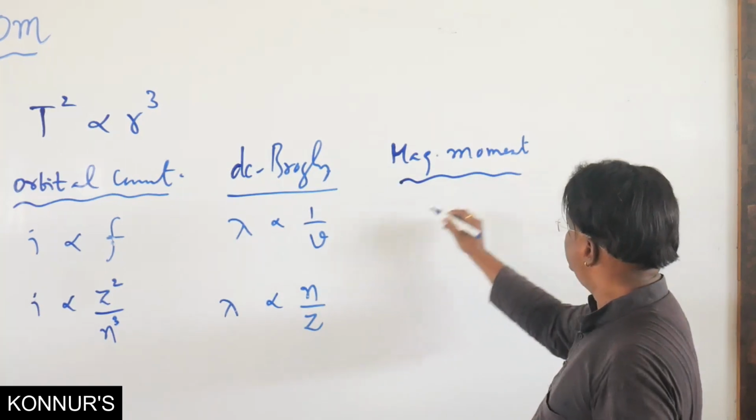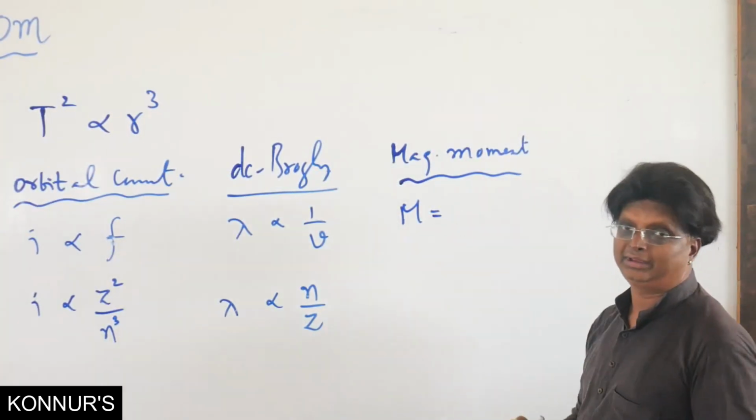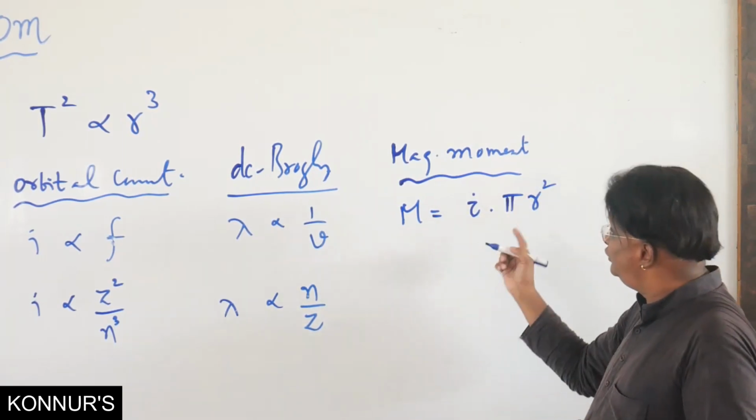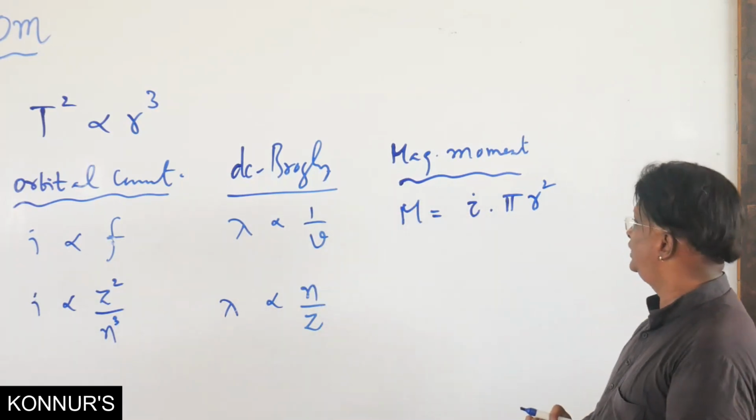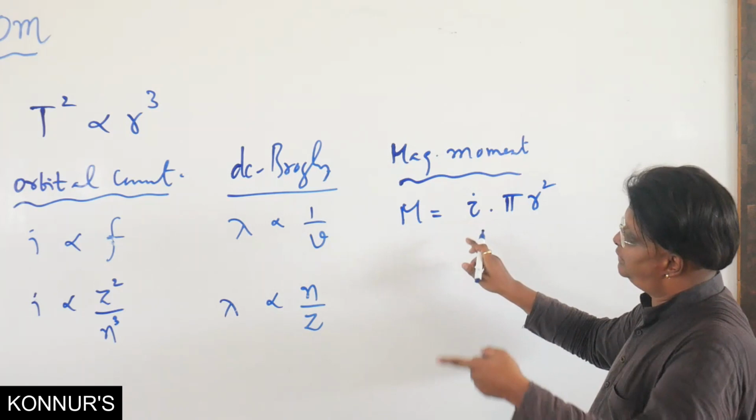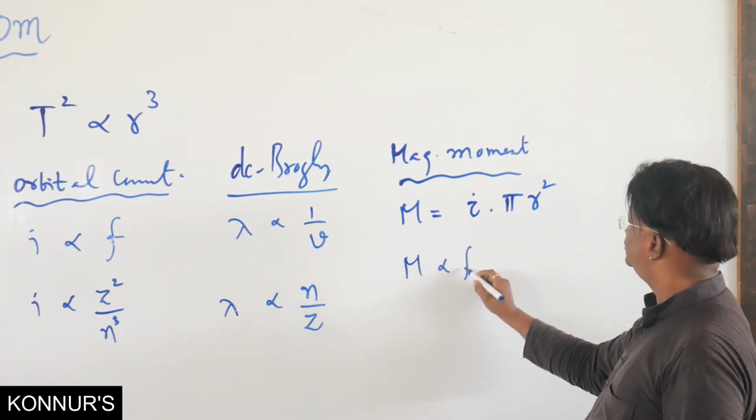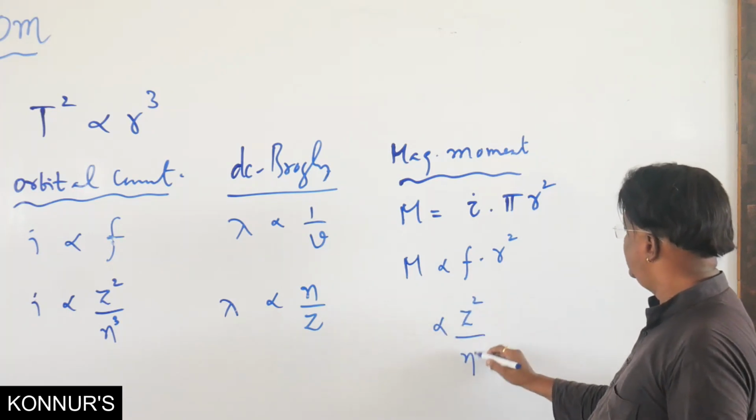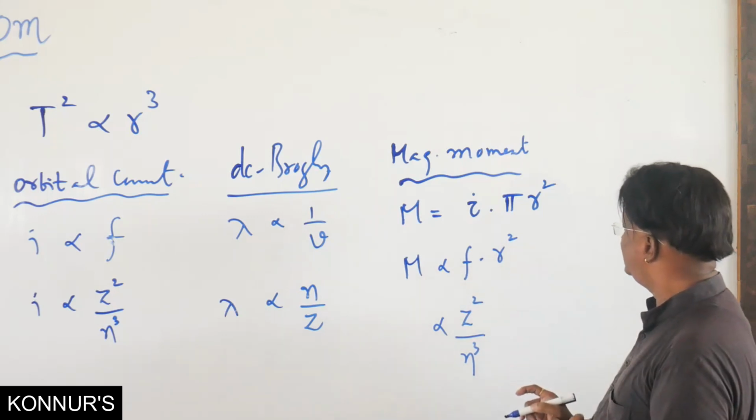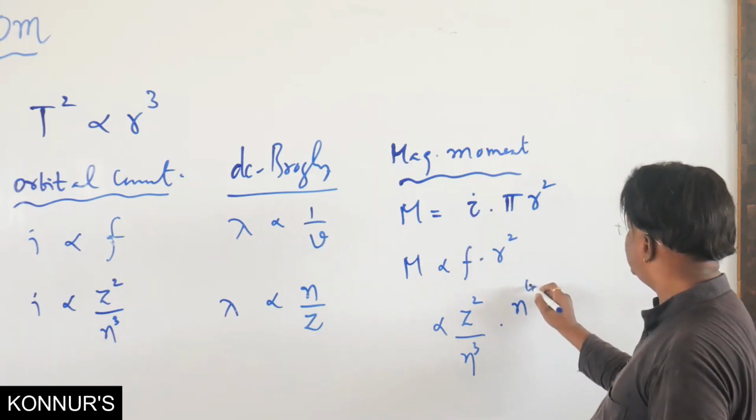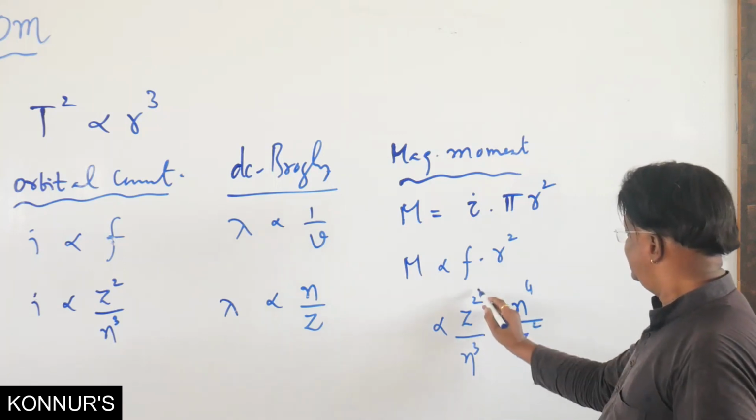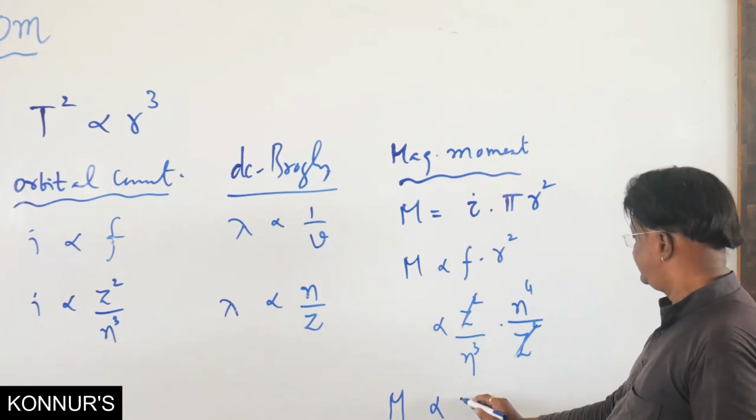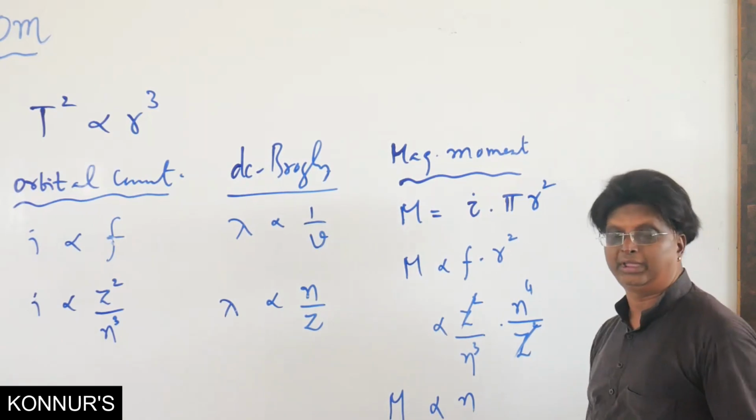Now the magnetic moment M, we have given an expression like the current times area, which is pi r square. Now we know that I is proportional to Z square by n cube, because we don't remember that but we remember the frequency. Therefore M is proportional to f times r square, and we know that this f is proportional to Z square by n cube. Here you have the r square term, right? r is proportional to n square by Z. Therefore this is n raised to 4 by Z square. Yes, this is what you find, capital M proportional to n.